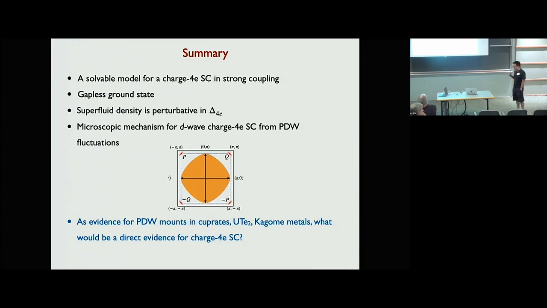But the real challenging problem is to find the smoking gun or direct evidence that can be used as evidence for charge-4e superconductivity. So far, we have been trying a lot, but all this evidence from experimentalists is kind of indirect. It'll be good to think more in this direction.